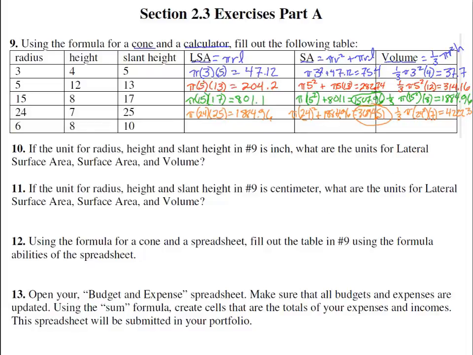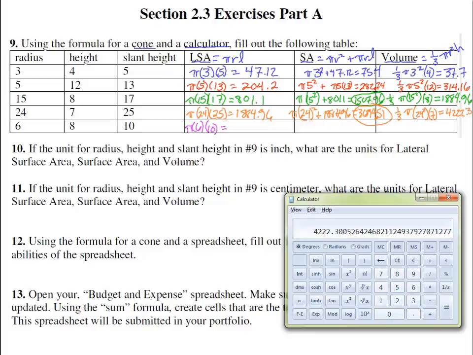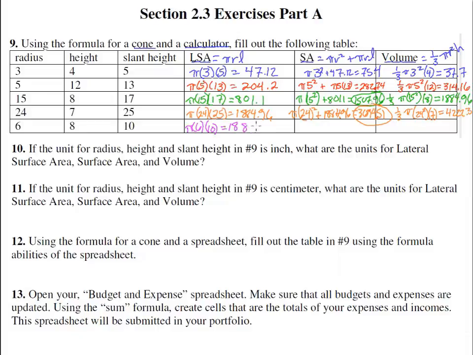Here we go. And the last one of this set, we have LSA is pi times radius times slant height, so that's going to be pi times 6 times 10. So punch that in our calculator. Pi times 6 times 10, and that equals 188.49, so 188.5.